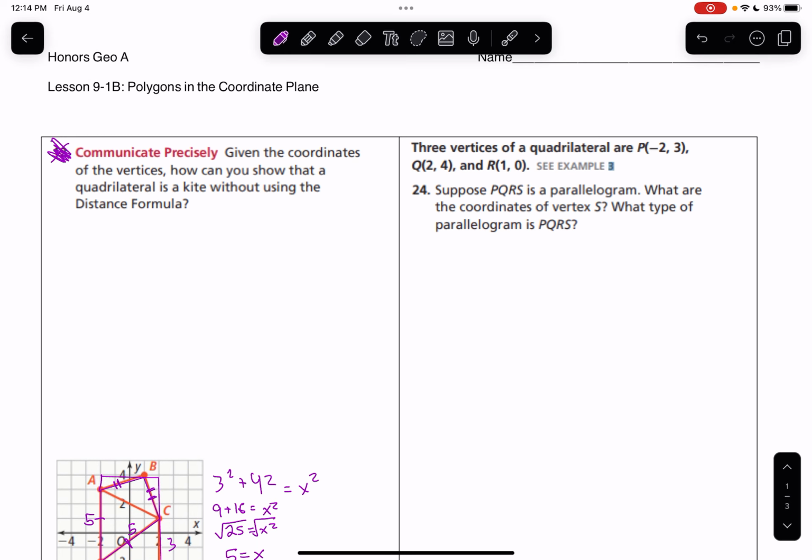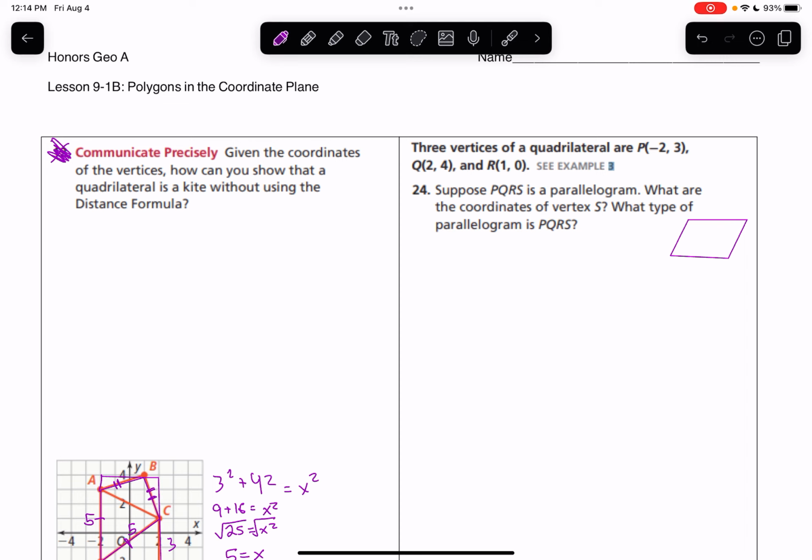Here, 3 vertices of a quadrilateral are P, Q, and R. Suppose PQRS is a parallelogram. What are the coordinates of vertex S? What type of parallelogram is PQRS? Well, that's interesting, okay? So first of all, we can draw a picture of like a quadrilateral. I think that this is helpful, is to draw a picture of a parallelogram, so that we can kind of remind ourselves what's going to happen in this shape.